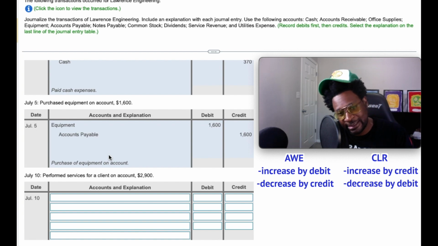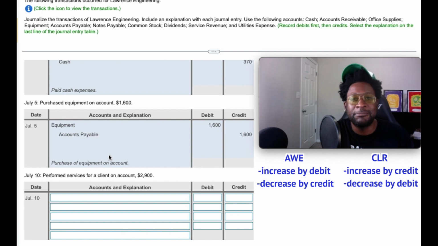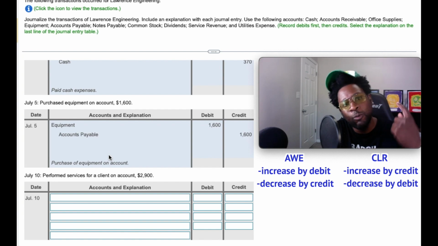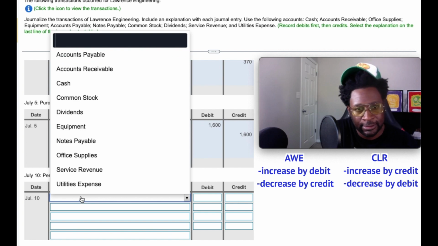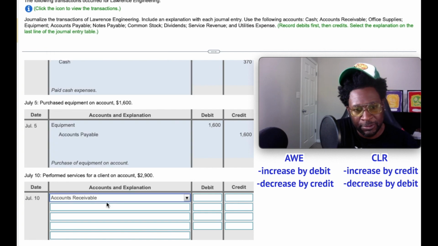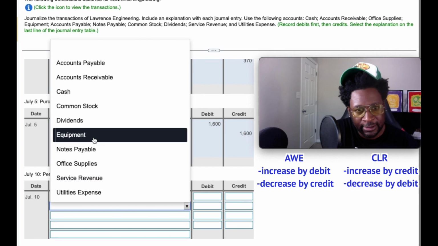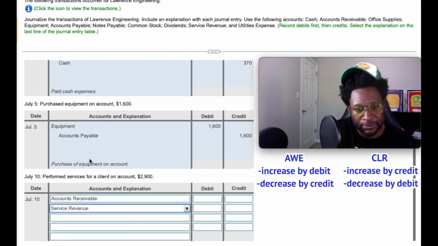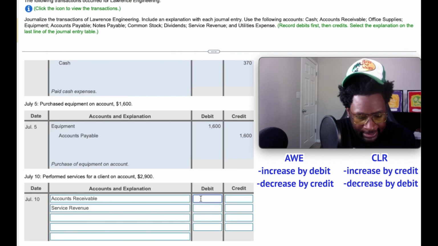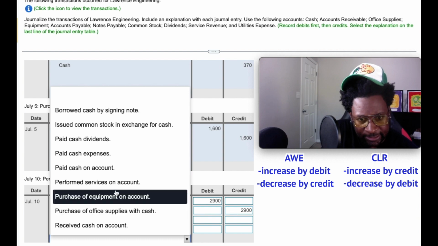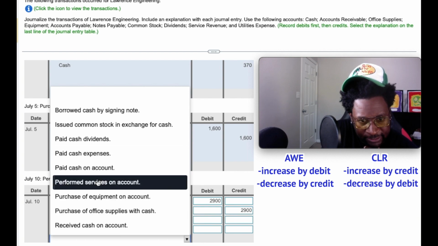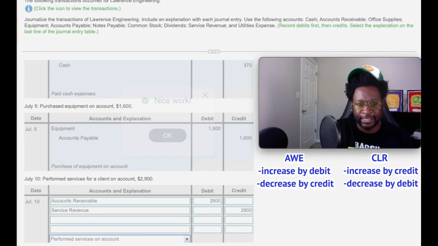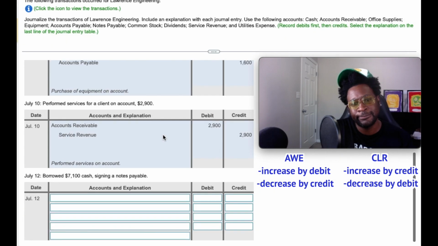So, since accounts receivable happens to be an asset, it's in the all gang, we're going to debit that because we're increasing it. So we're going to debit accounts receivable, and we are going to credit service revenue for the $2,900. And obviously, we provided a service on account. So we're going to click that, check the answer, bags all day.